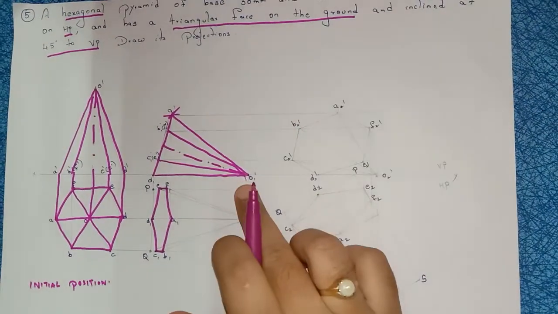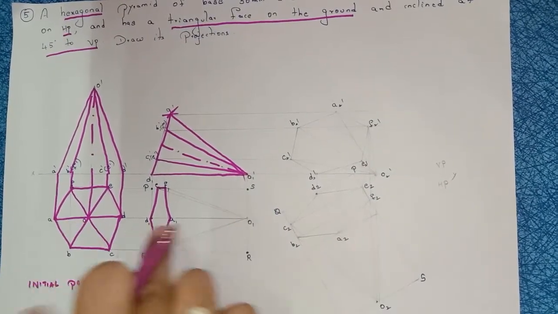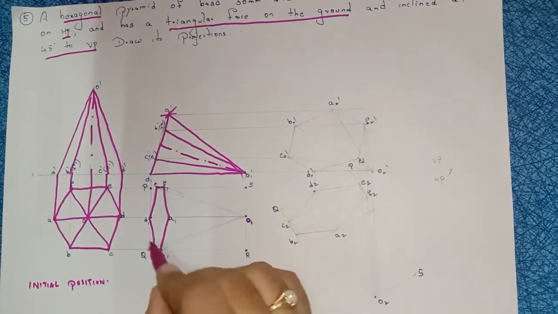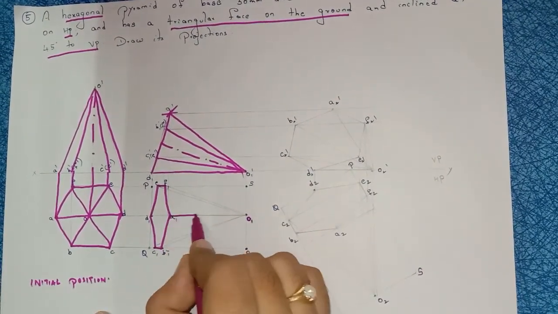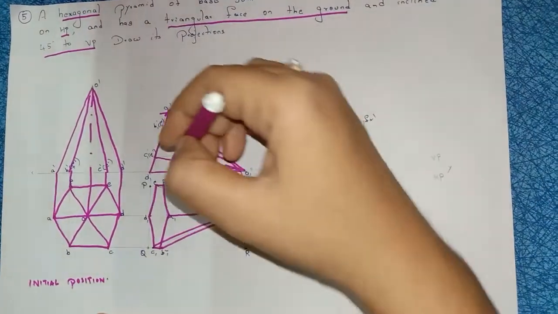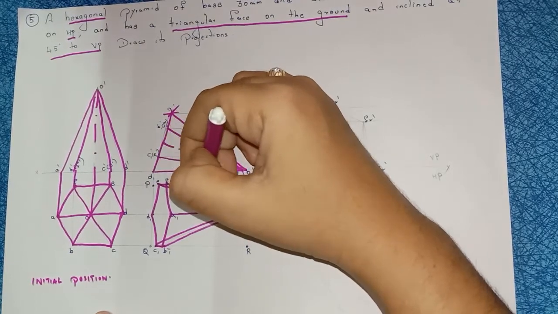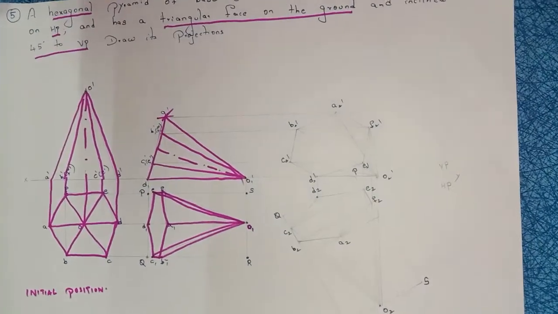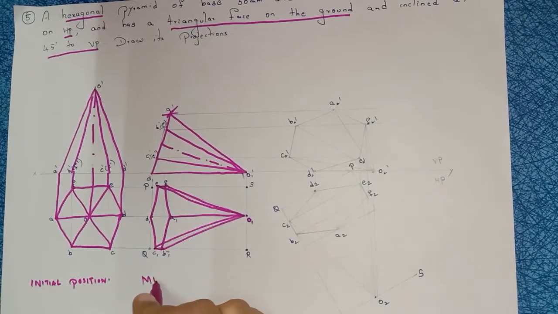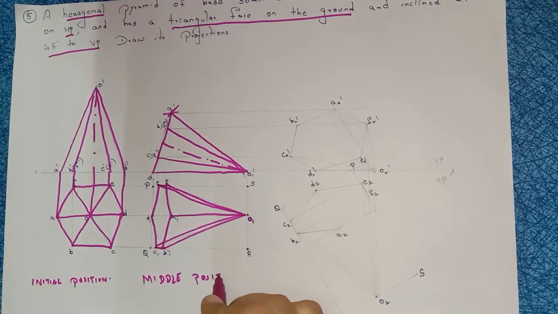Right? For pyramids, O point is compulsory. From O to O also, you have to mark the point, name it as O1. Join O to A, O to B, O to C, O to D, O to E, and here O to F. It looks like a hexagonal pyramid. Right? This is your middle position.